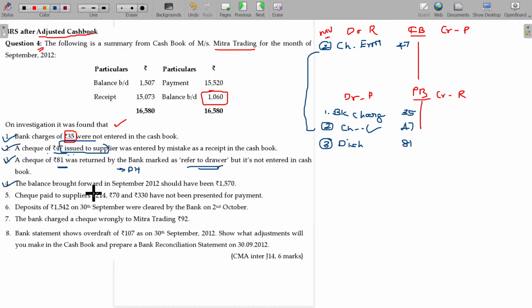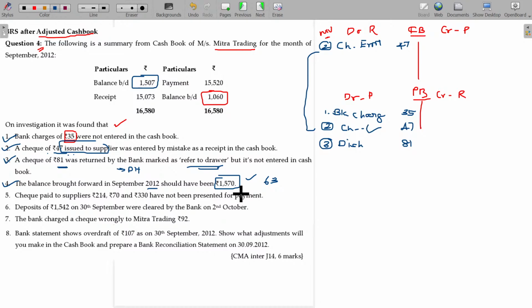The balance brought forward in September 2012 should have been 1570. See, the balance brought forward here being 1507. It should be how much? 1570. Almost, how much is the error here? How much is the error? 63 rupees error, isn't it? Always this can be divided by 9. The place of error could be easily found out this way. This value being 63 rupees.